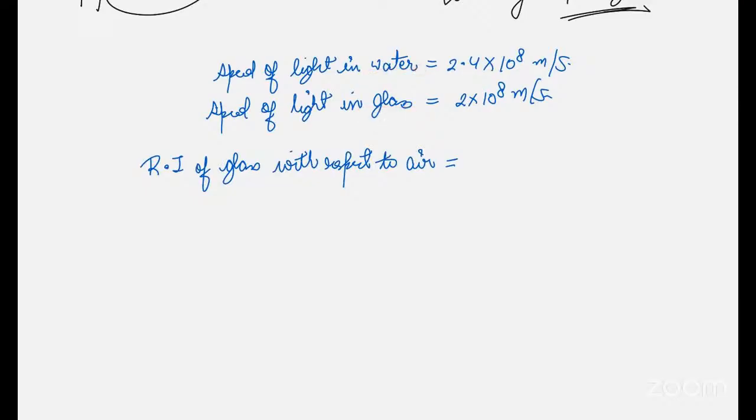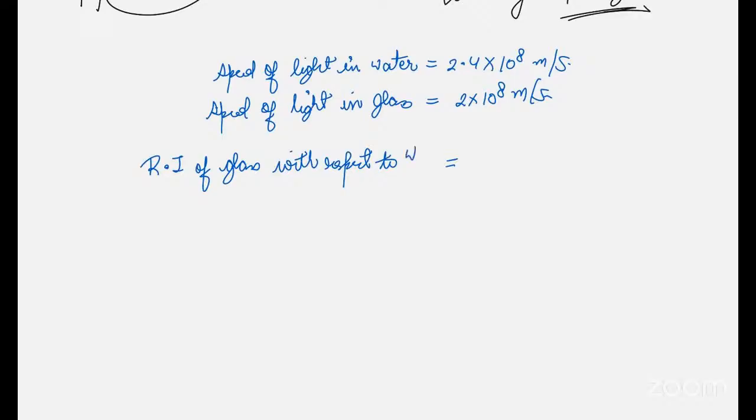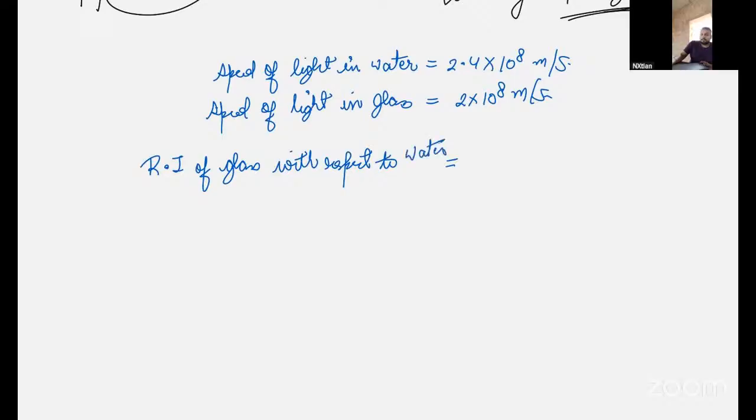Let me complete it, then I will continue. The question is, first calculate the refractive index of glass with respect to air. Water, isn't it? With respect to water, sir. Okay, with respect to water.